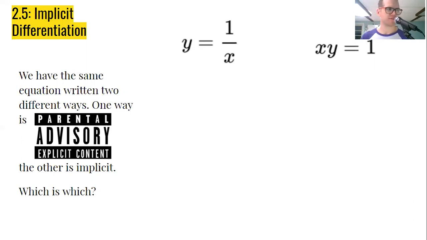Let's try something a little different. Now that you've thought about it for a moment, there's 7 of you. Here's what I'm going to do: I'm going to randomly pick one of you. I want you to unmute and tell me what you think, which one is explicit, which one's implicit. And again, it doesn't matter to me if you're right or wrong. I'm just looking for an option. So let's find out who it's going to be. And this is alphabetically by first name, just so you know.